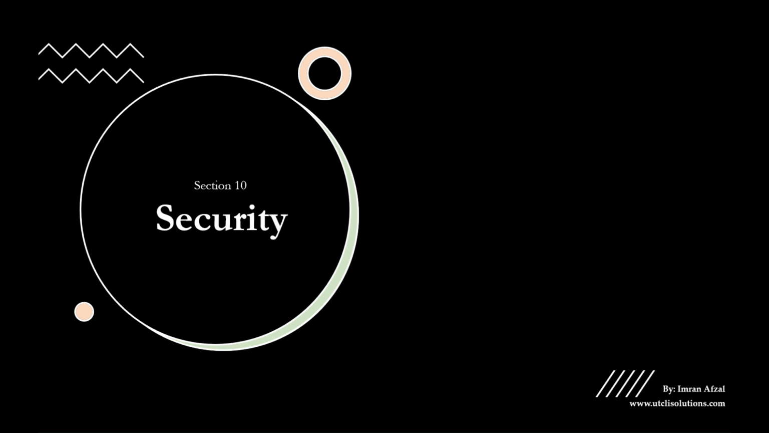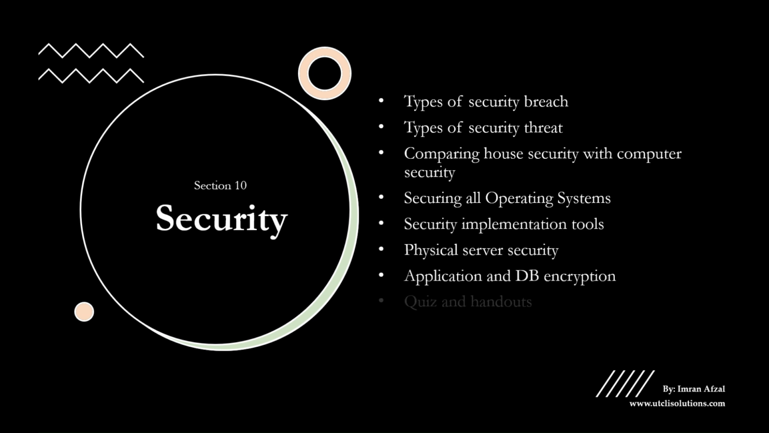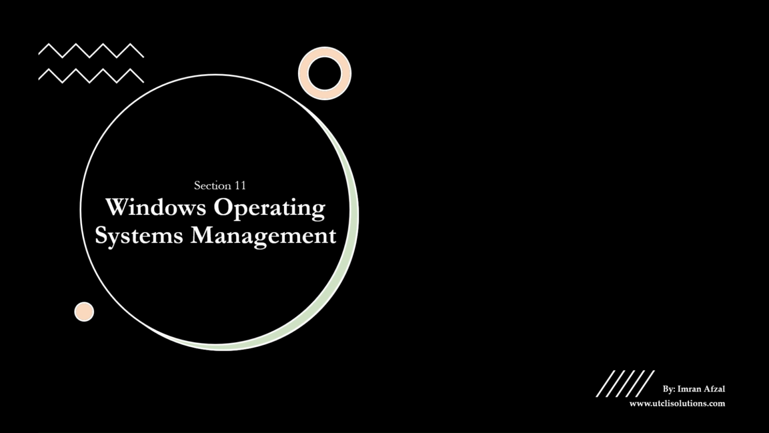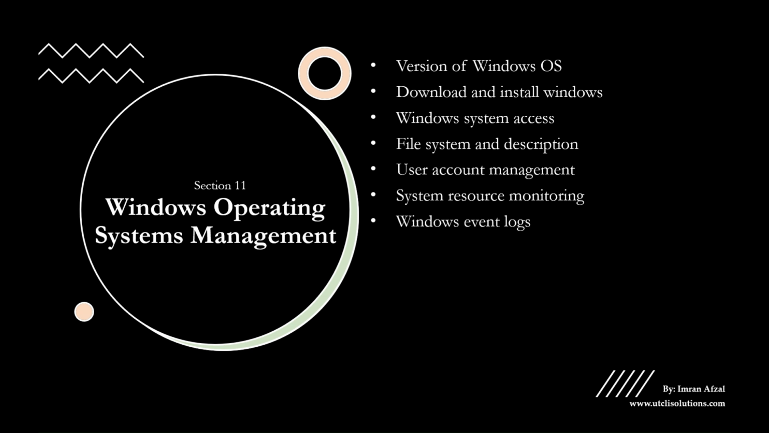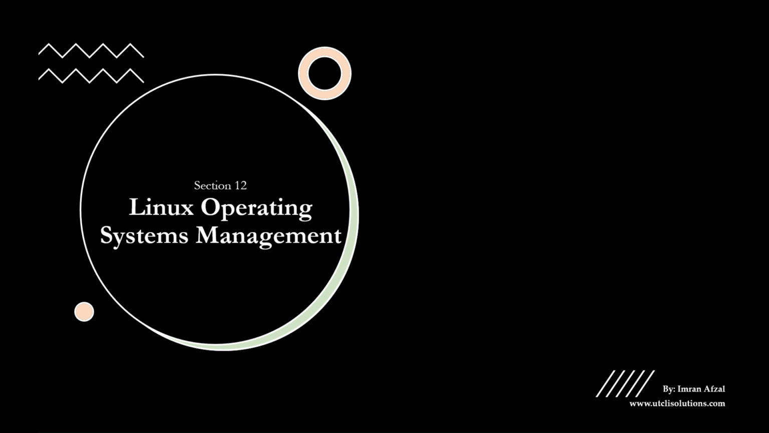Then coming down to security, section 10, another most important component of IT. We'll talk about different threats, breach, how we could secure operating systems, physical server applications, and so on. Then section 11 is about Windows operating system. If you are getting into IT, you should know somewhat of Windows. We're not going to cover everything about Windows, of course, but a very few important topics of Windows, such as file systems, system resources, server managers, role and feature, Active Directory, and so on.